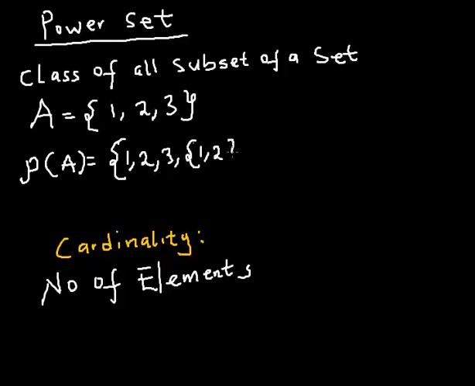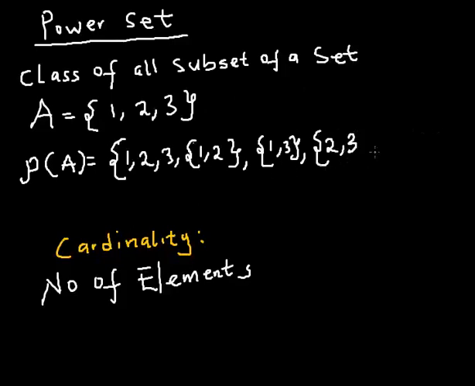Then we go by the combinations. 1 and 2 is another subset. Then of course another subset you will get is 1 and 3. And another subset you get from A is 2 and 3.